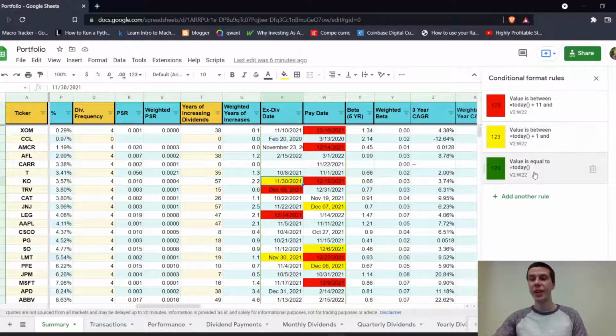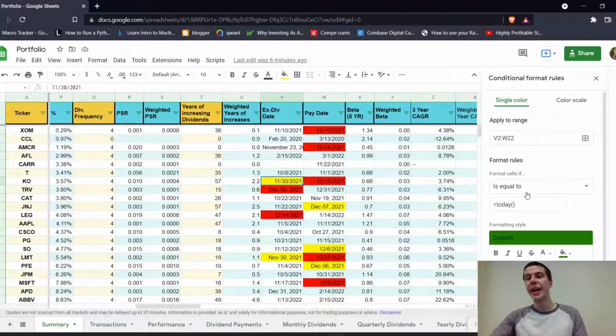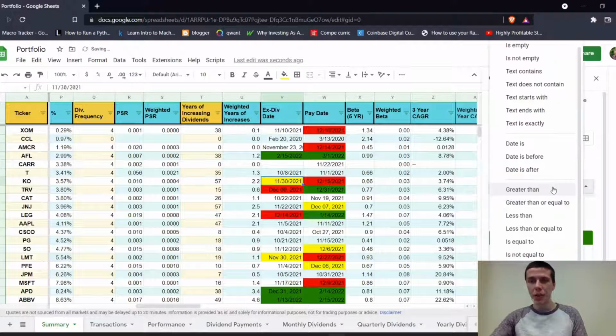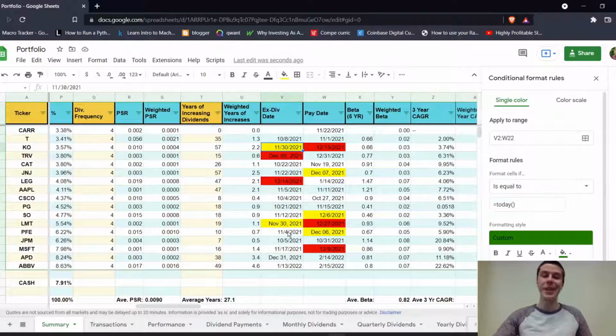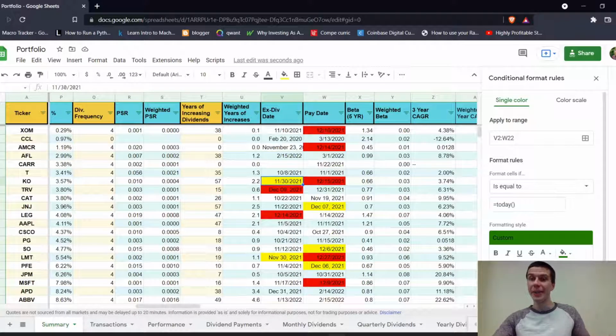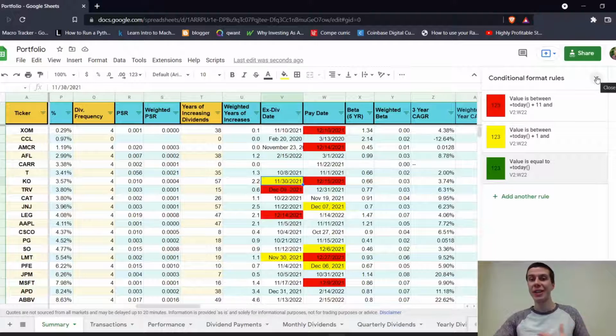And then for the green, which is actually today, I choose "is equal to", not greater than, I'm sorry. I'll have to reselect that, "is equal to". If it's equal to today, then it will be green. So obviously none of these are today because it's a weekend right now when I'm recording this, and no companies are going to pay out on the weekend. So that's how I do that conditional formatting.